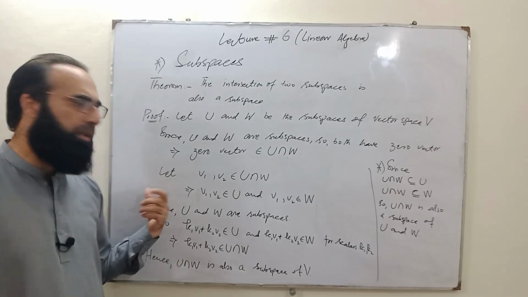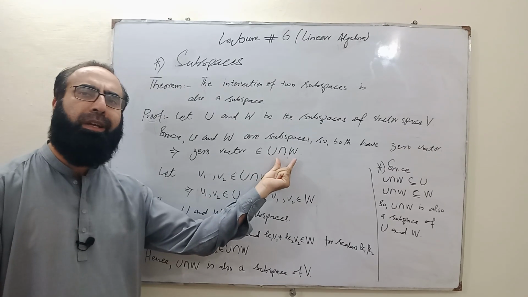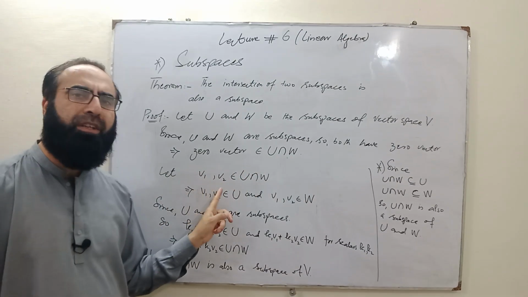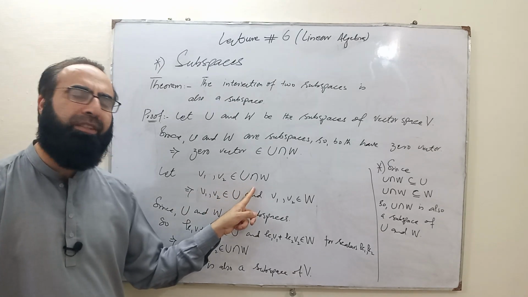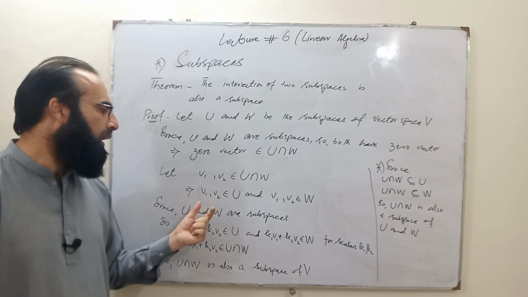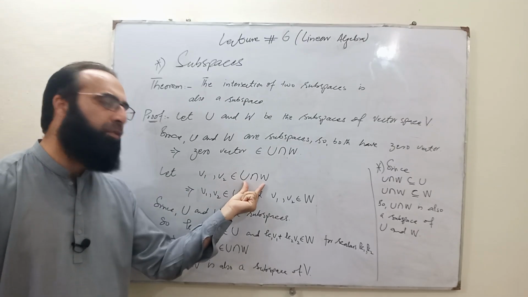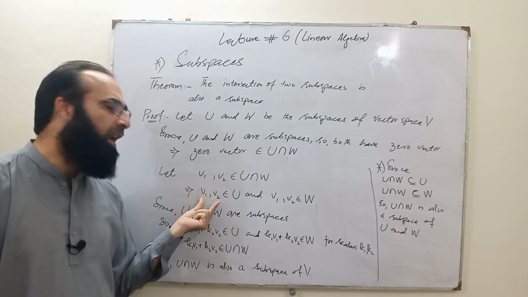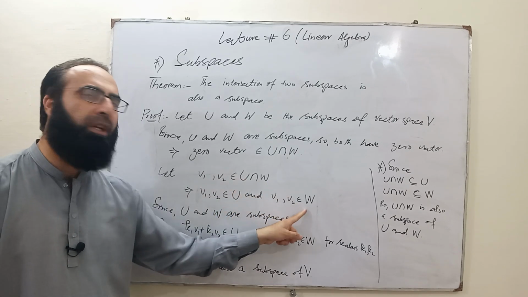For the second property, since we have to check U intersection W, let us take two vectors V1 and V2 from their intersection, U intersection W. Since we take these two vectors from the intersection, by the property of intersection, these two vectors will belong to U and W also.